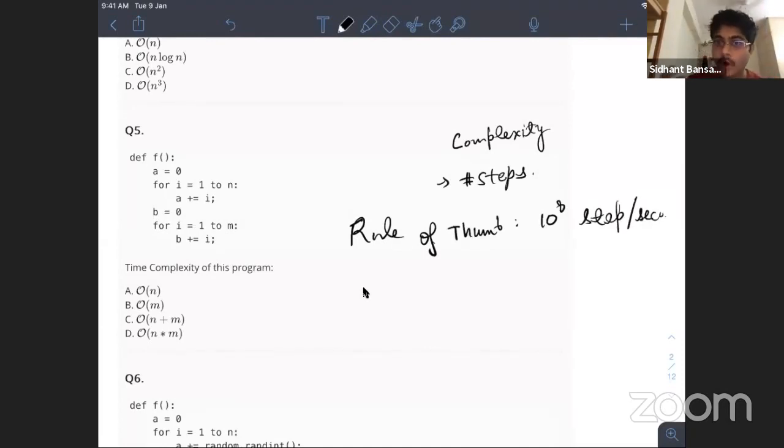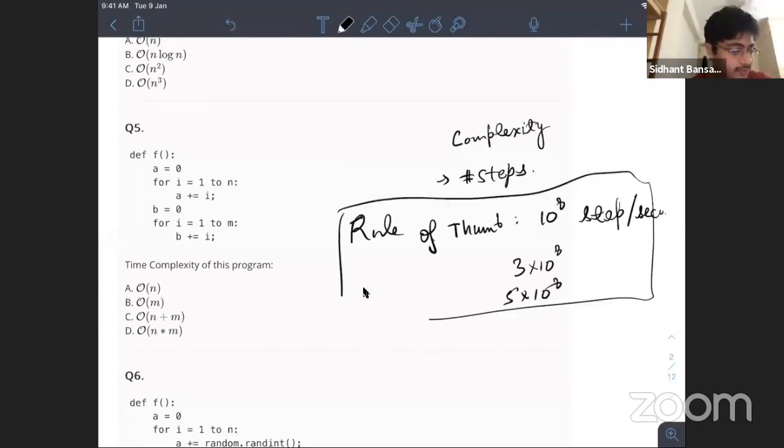On most of the online judges, you'll get 1 or 3 seconds. The time limit of the problem will be either 1 second or 3 seconds or 5 seconds at most. So roughly you can do 3 into 10 to the power 8 or 5 into 10 to the power 8 operations. That's the rough upper bound. So if your algorithm is going around 10 to the power 9 or 10 to the power 10, most likely that algorithm won't give you the full points, because that just doesn't work. Okay, so we have this rule of thumb.